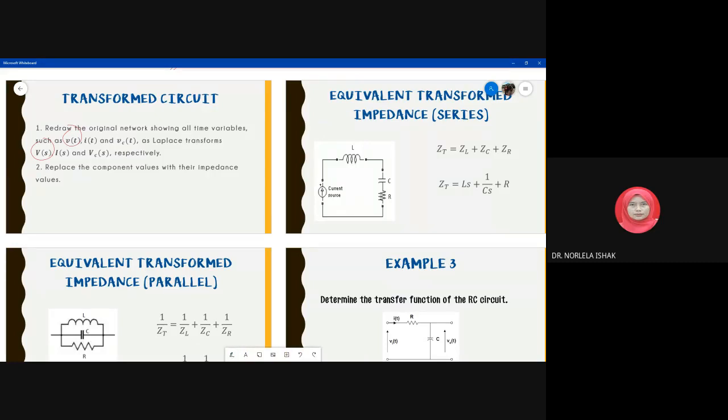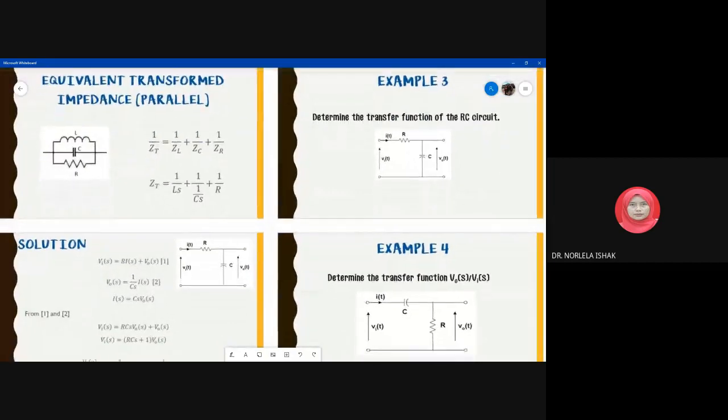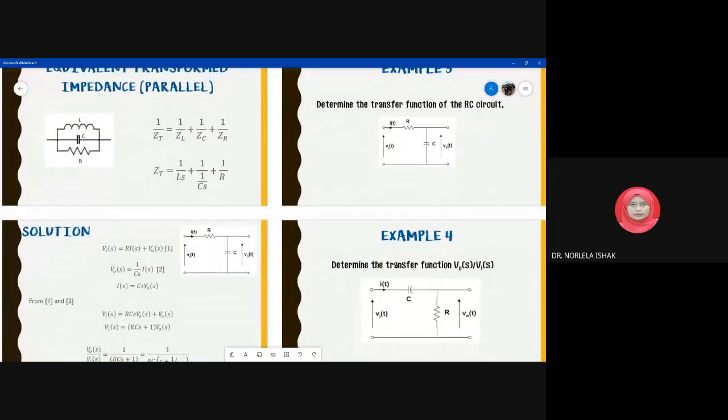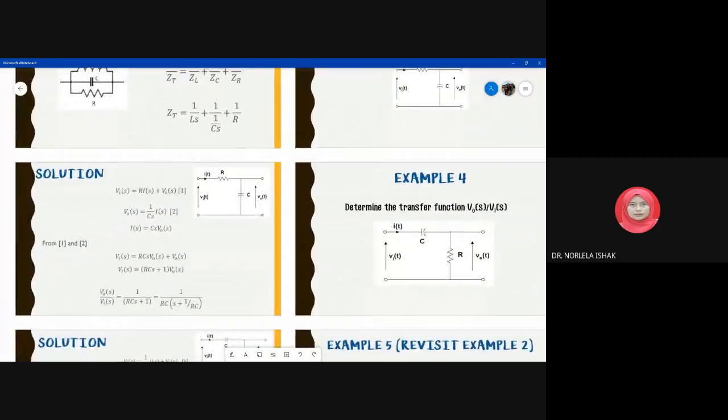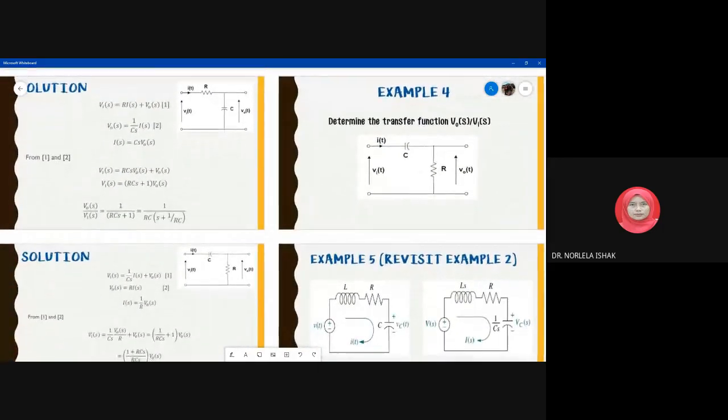Okay, let's skip this. Let's see example number 3. This is similar to our example number 1 just now, but this one we analyze based on total impedance. Okay, the total impedance. Hold on.